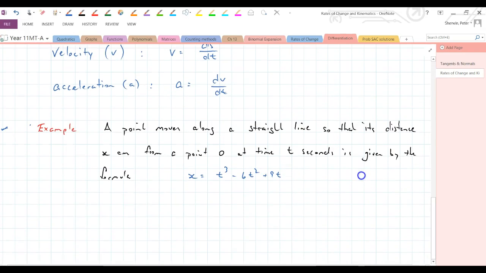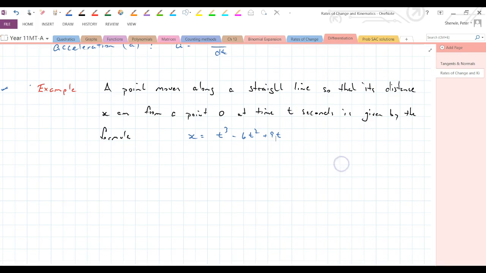Okay, so we'll look at this example, which is again out of the textbook. A point moves along a straight line so that its distance x centimeters from a point O at time t seconds is given by this formula here. Let's investigate the initial situation. The initial situation is when time equals 0.